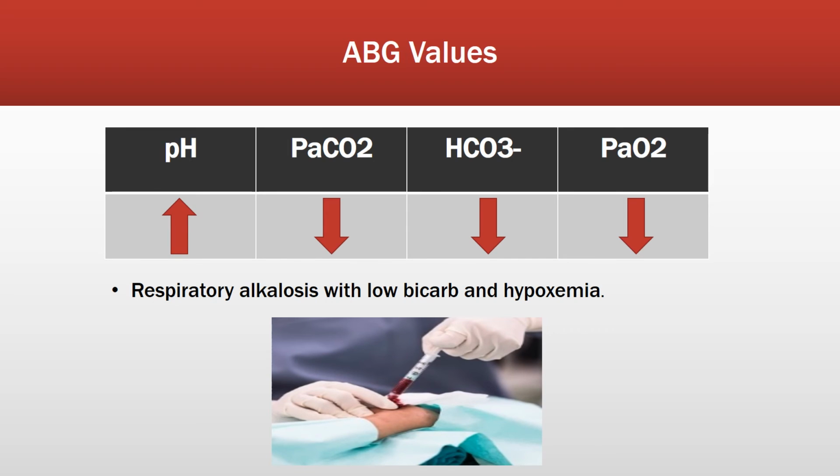ABG values are as follows. You're going to have an increase in the pH, a decrease in the CO2, a decrease in the bicarb, and a decrease in the PaO2. So it'll be a respiratory alkalosis with a low bicarb and hypoxemia.